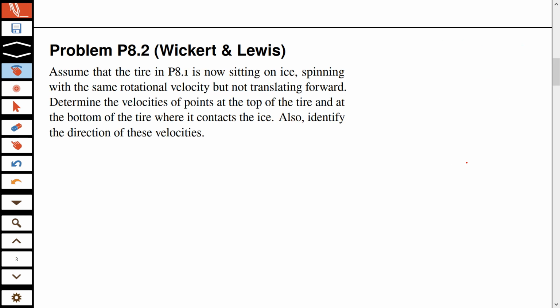The next problem, at point 2, is actually related to this, and this time you change some assumptions. So it's the same problem, but this time you assume that you are sitting on ice, and there is only spinning with the same rotational velocity. So the spinning motion is there. If I think about this again, this velocity is 0. So there is no translational motion, only spinning, not translating forward. Determine the velocities of points at the top. So you are supposed to calculate this velocity, and at the bottom, and this velocity.